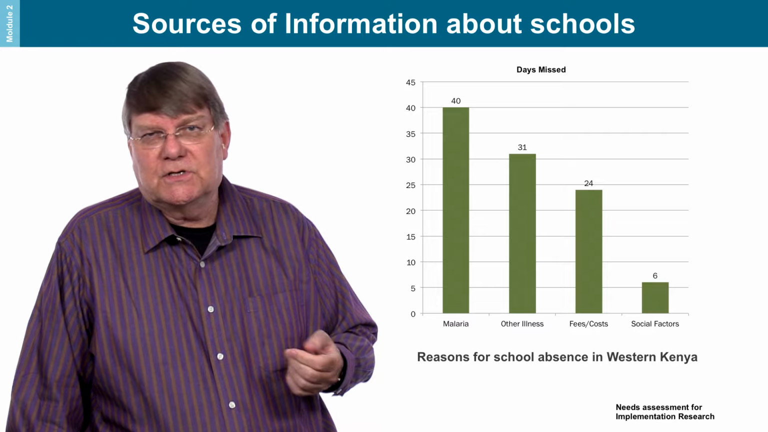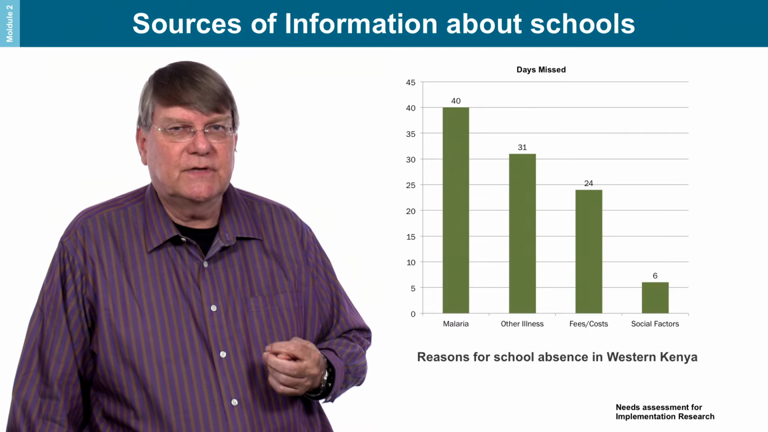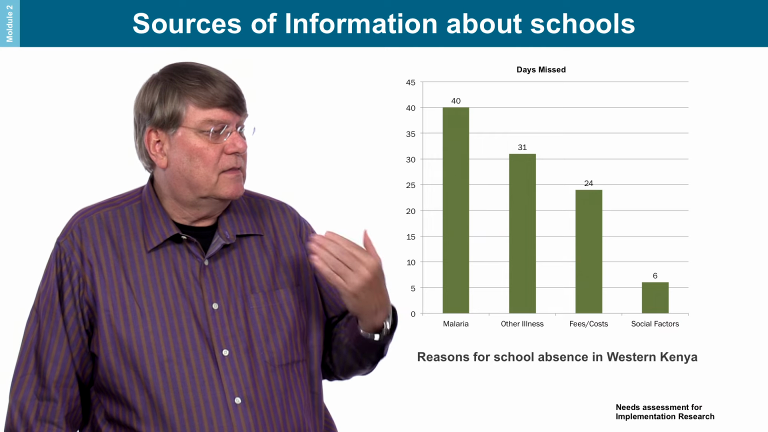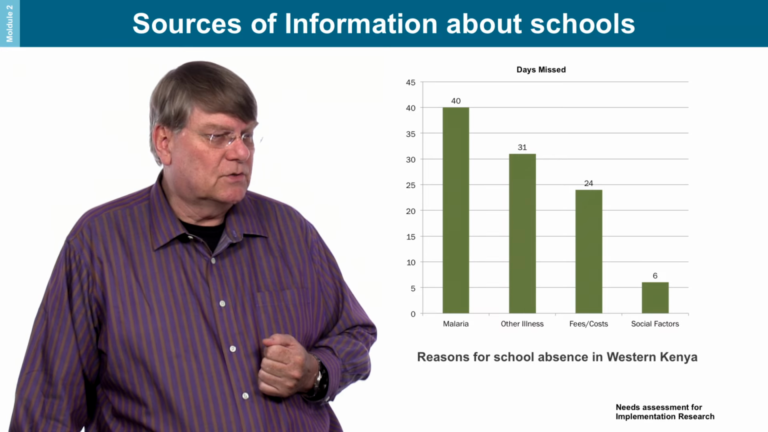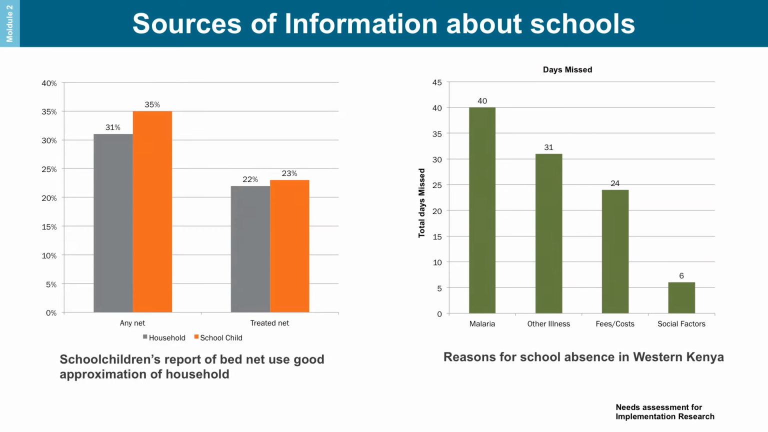And so in a project in Western Kenya that looked at school days missed, they could see that malaria was a major suspected cause of these children being absent. So then the question is, what kind of interventions might be appropriate based in the school and for the children themselves, or based in the school but reaching out into the community?